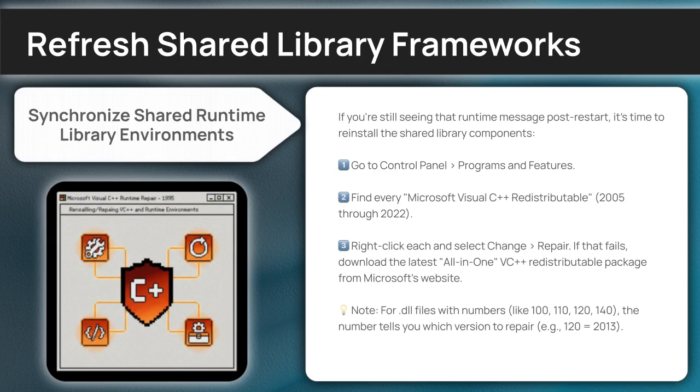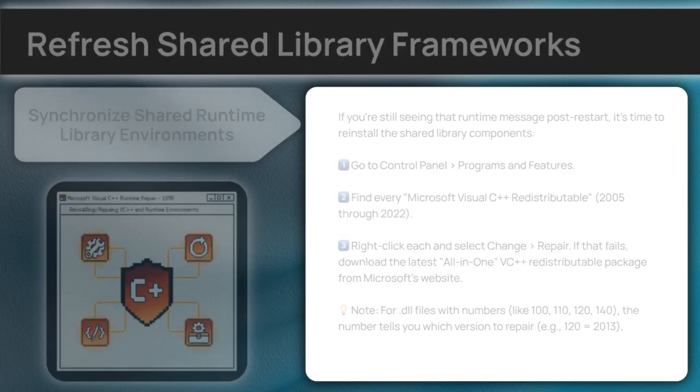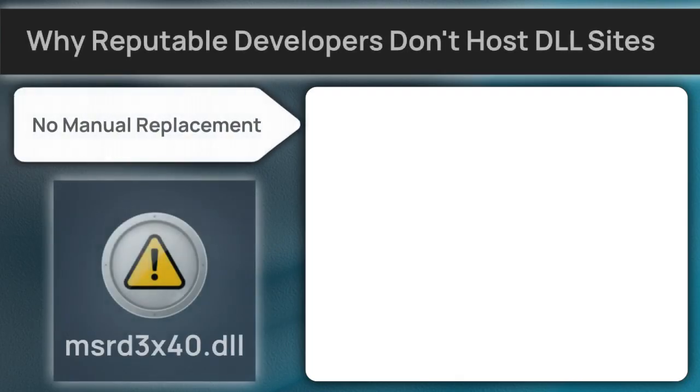Please note that for DLL files with numbers, the number tells you which version to repair. For example, 120 equals 2013. To avoid future system conflicts, there is one specific security trap we should discuss.